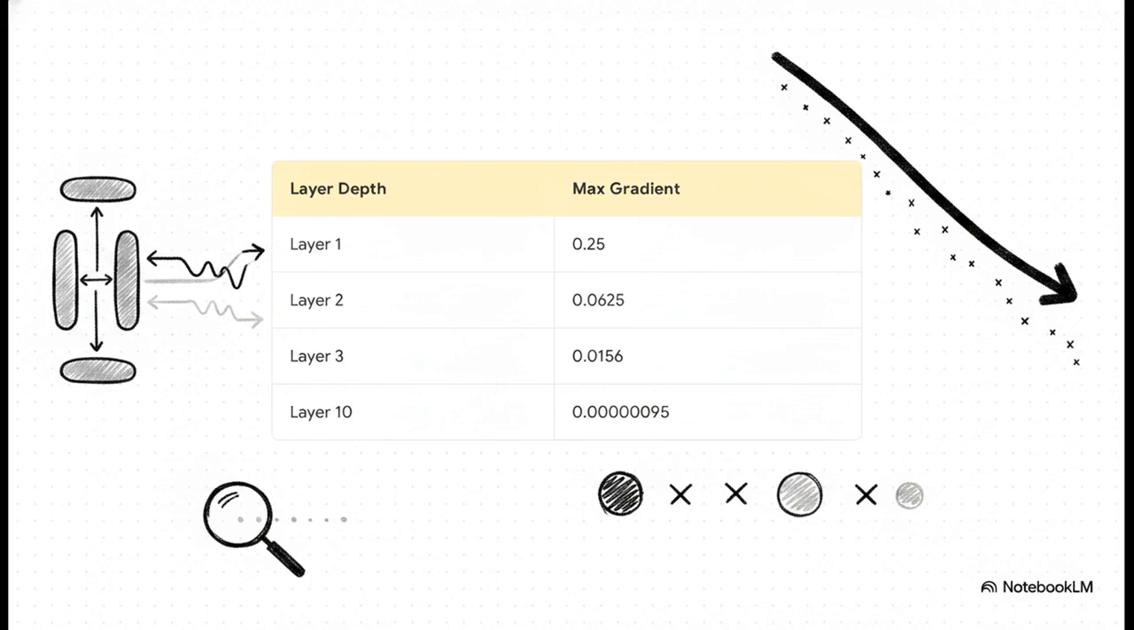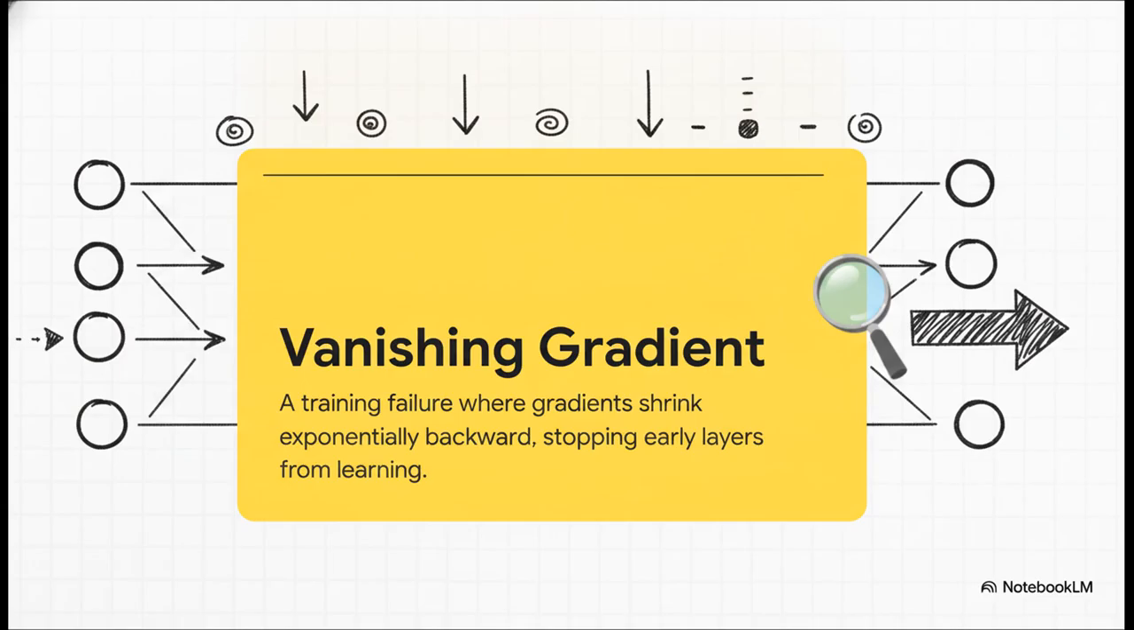If you have a deep network of, say, 10 layers, well, 0.25 to the 10th power is roughly 0.00000095. You are just multiplying fractions repeatedly. The learning signal is decaying exponentially with every single step backward. And that math right there gives us the formal definition of our cold case, the vanishing gradient problem.